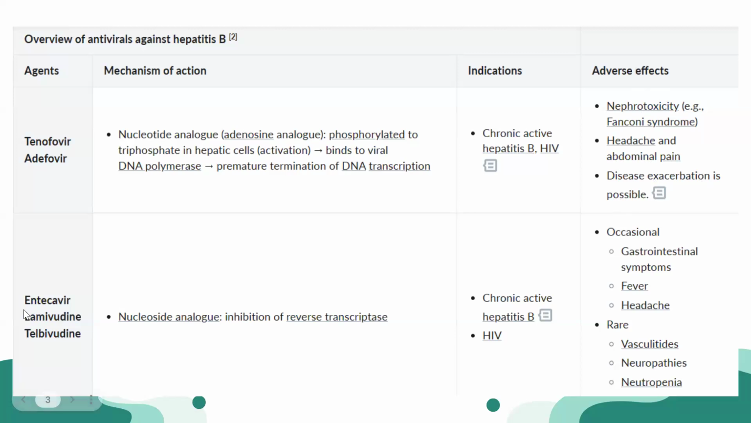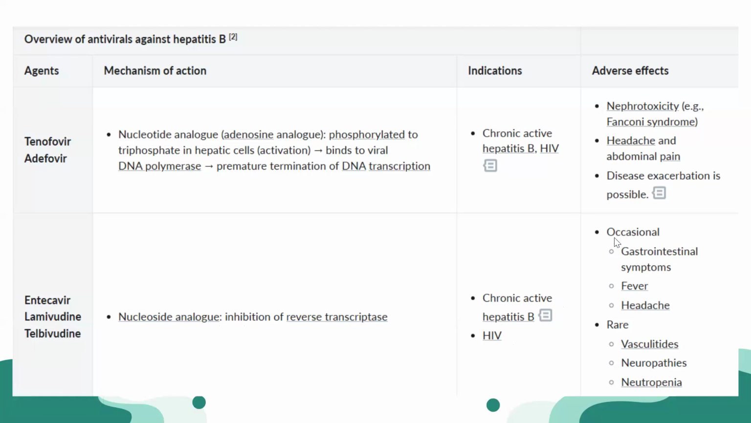Then we have the other group, which is the nucleoside analogs. We have lamivudine, which is a cytosine analog. We have telbivudine, which is a thymidine analog, and then entecavir. All of these inhibit reverse transcriptase. What are the indications for these? Chronic active hepatitis B and HIV, the same as the group above.